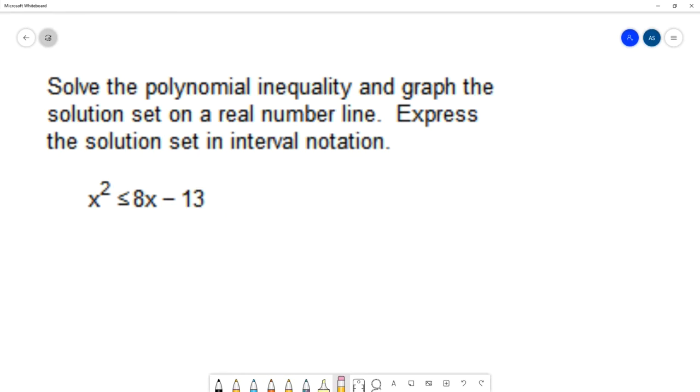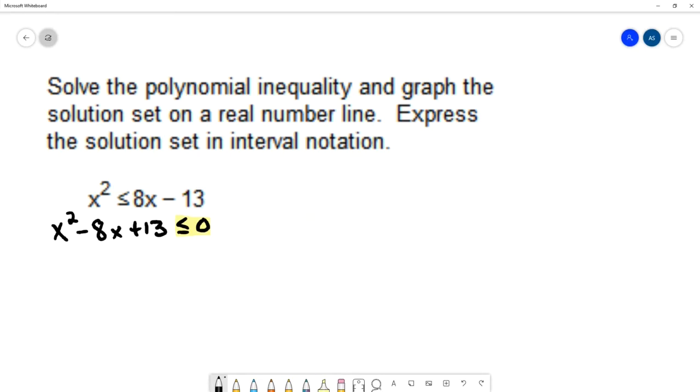So the first thing that I want to do is rewrite this so that I have 0 on one side of the inequality. I'll move all those terms to the left-hand side to give x squared minus 8x plus 13 is less than or equal to 0. Having a 0 on one side of your inequality is really important to the process because it tells us what sign we're looking for, whether we're looking for positive, negative, or 0.